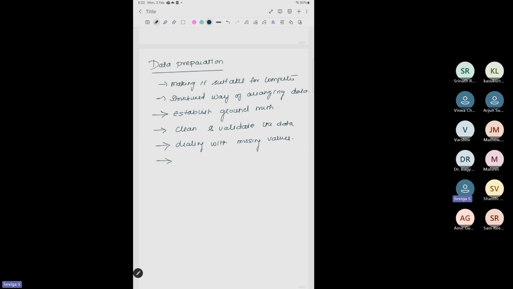What is the goal of data preparation? Anyone would like to try in that way? Why do we need to prepare our data? What is the end goal? Data analysis. Okay, data analysis.